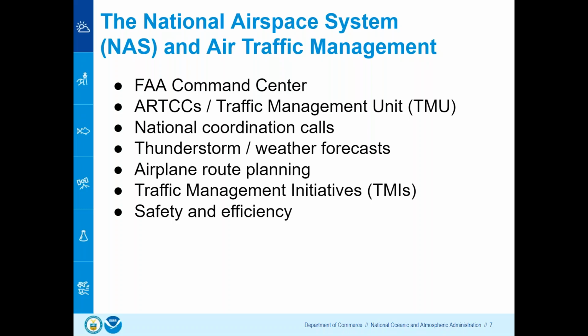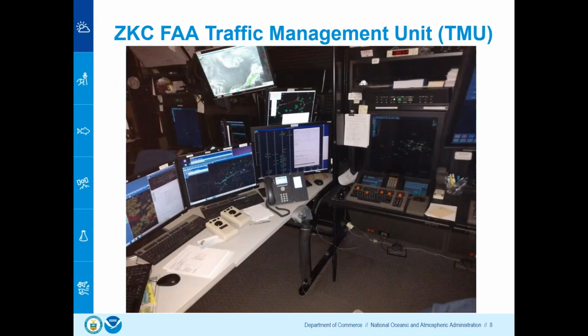All right, next slide. So this is a look at the traffic management unit in Kansas City Center. This is just one of the desks. So you can see they have a whole lot of screens like we do. They have probably even more screens than we do. On the right side there is the actual scope where they can see the airplanes, where they are, what the flight number is, what altitude they're at, just like any controller would in the center.